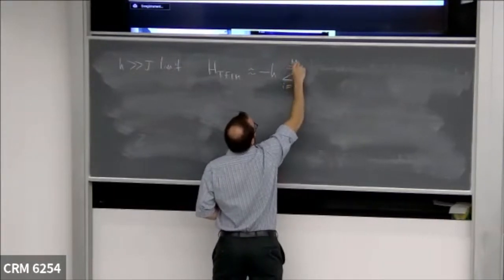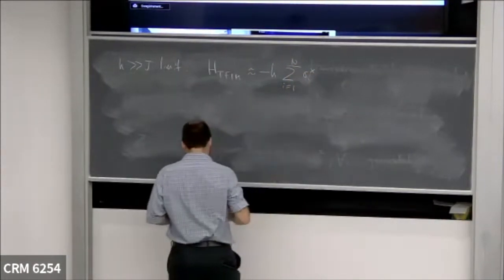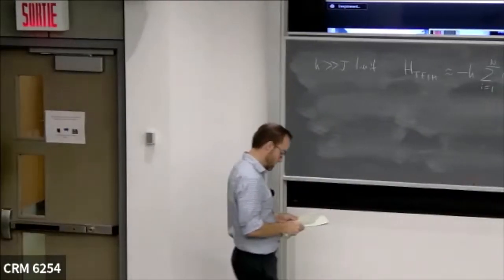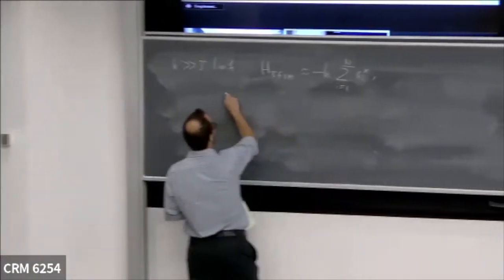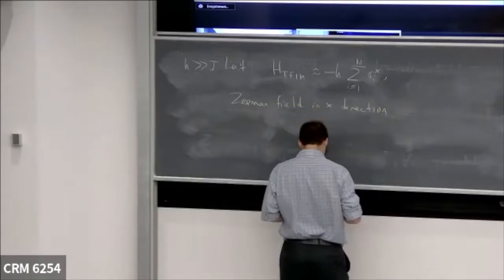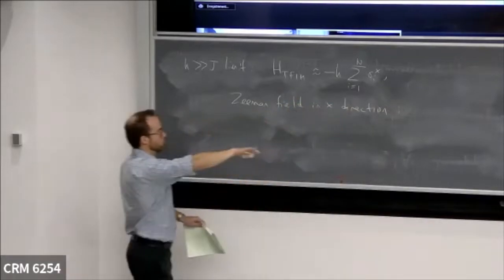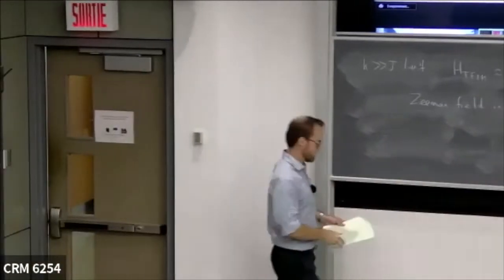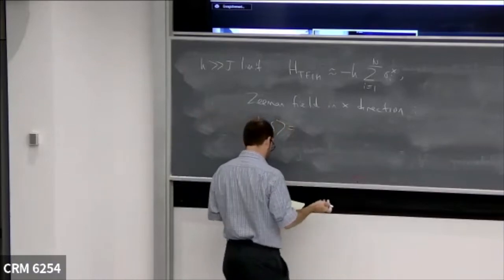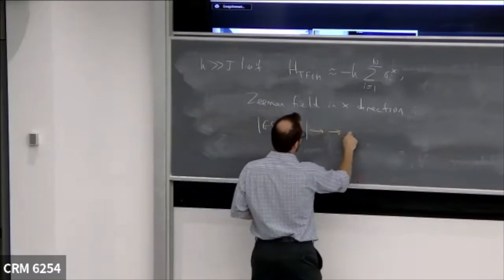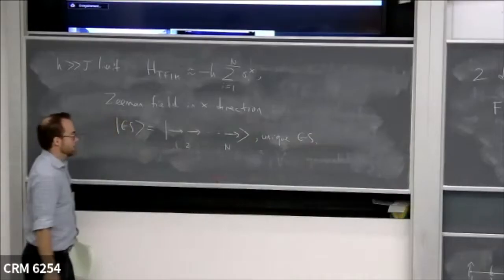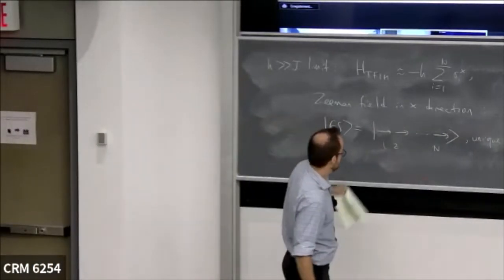this transverse field term. Okay, so this is even simpler because again, all the terms in the Hamiltonian commute with each other, and we just have a uniform Zeeman field in the x direction. Okay, so it's very obvious what happens. All the spins want to line up with this x direction. So the ground state is a very simple product state. So it's a unique state with all the spins in, let's say, the positive x direction. So that's the ground state wave function in this infinite h limit.